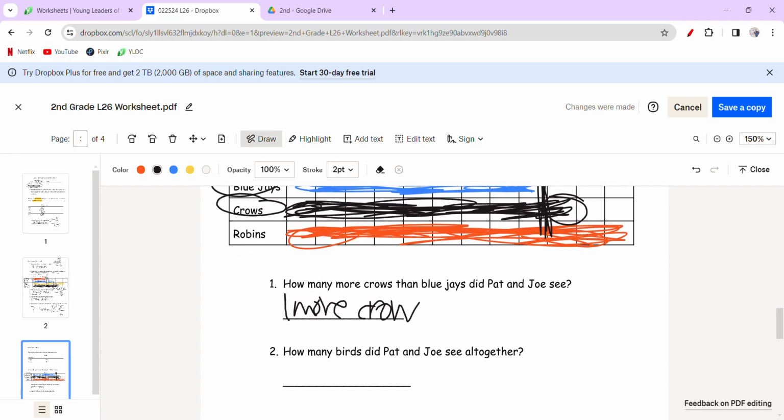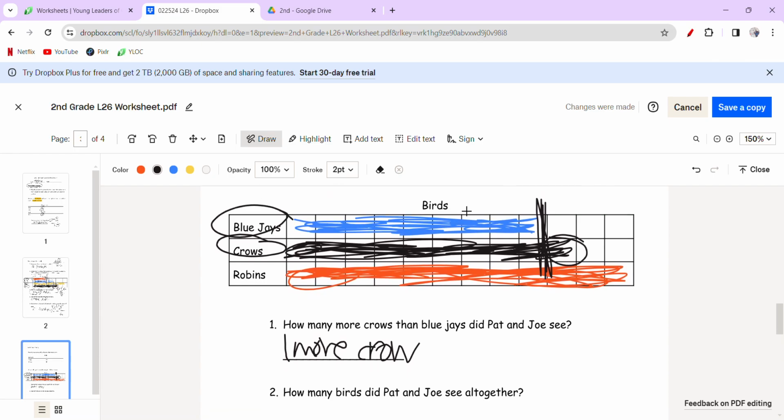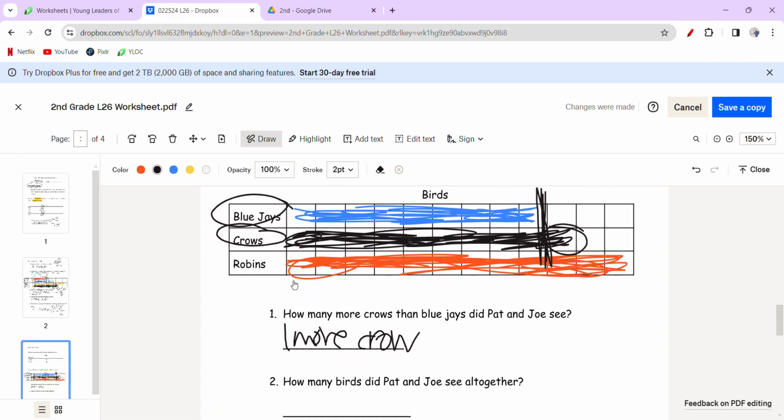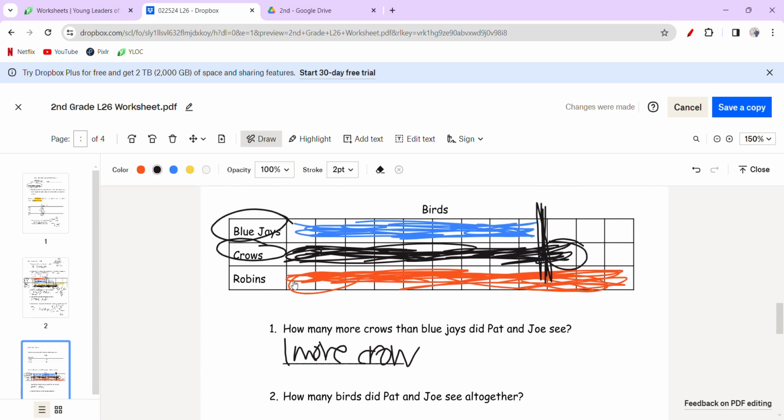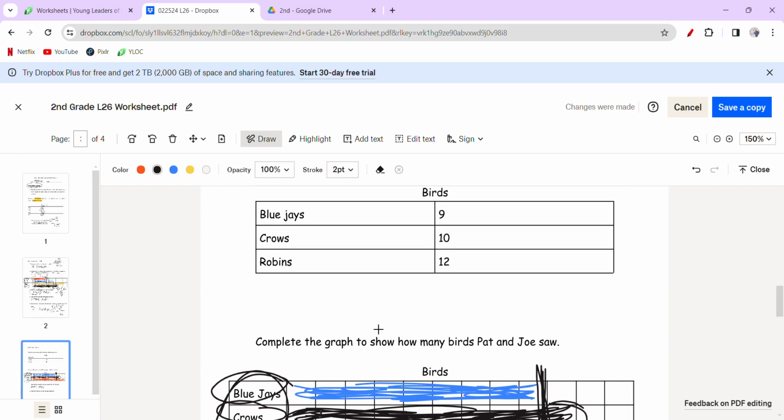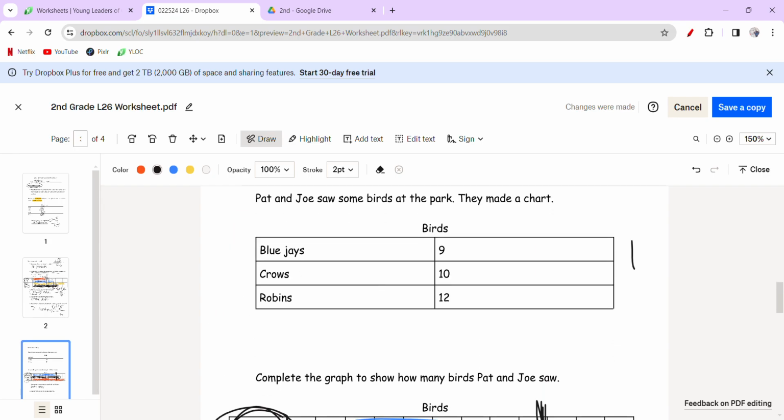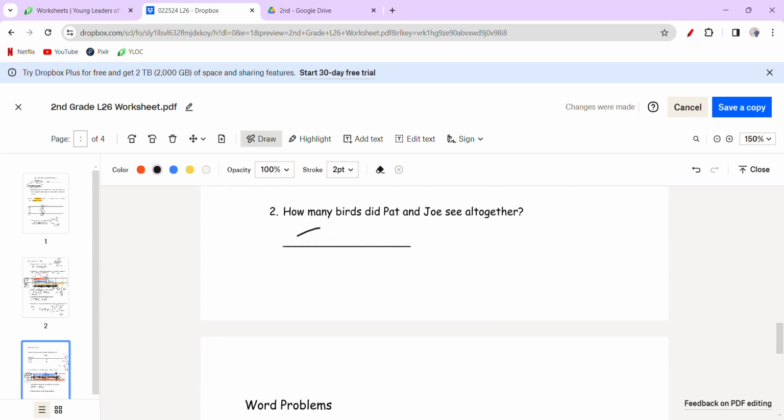How many birds did Pat and Joe see all together? These are all different types of birds, so we would simply add them. We can use the chart and do 10 plus 12 plus 9. So 0 plus 2 is 2, and 2 plus 9 is 11, so write the 1 here. Put the 10 there. 1 plus 1 is 2, 2 plus 1 is 3. So you would have 31 birds altogether.